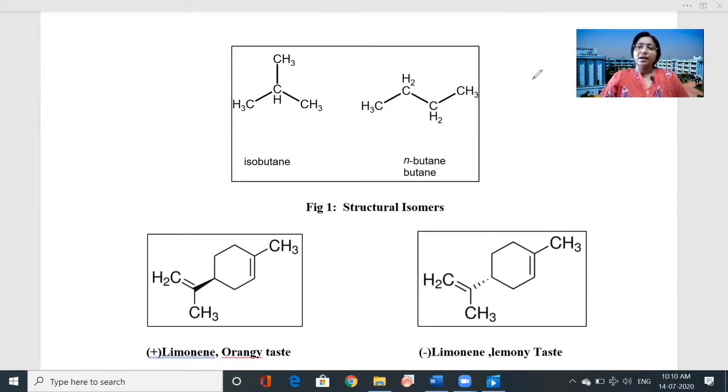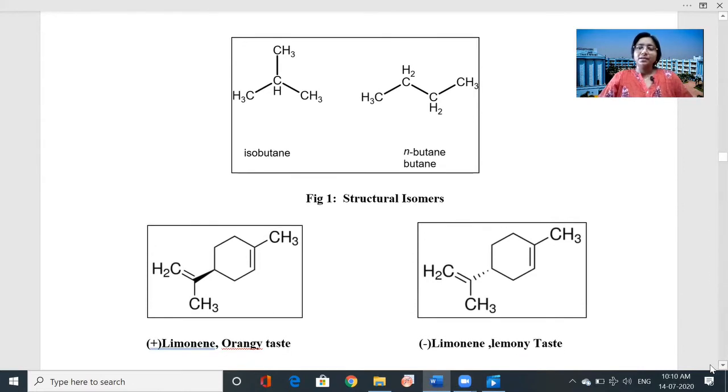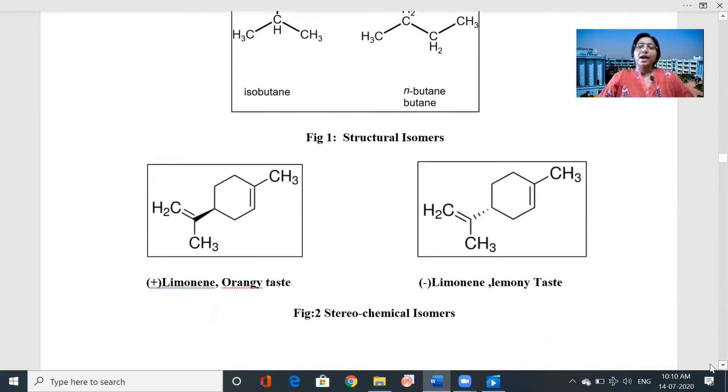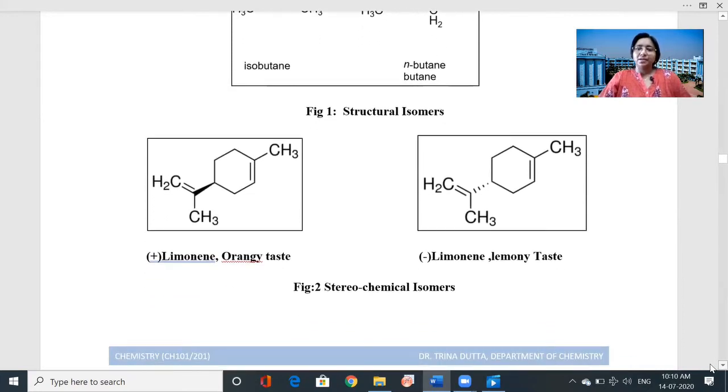And I will tell about isomerism elaborately in the next lecture. So today just observe the different representations and the different isomers. The number of carbons and number of hydrogens are the same, but their orientation and arrangement in space is different. So here you can see that there are 2 components given. These are the stereochemical isomers.